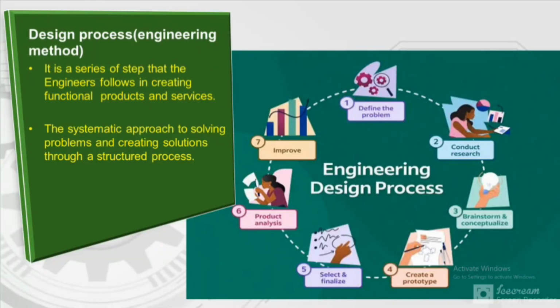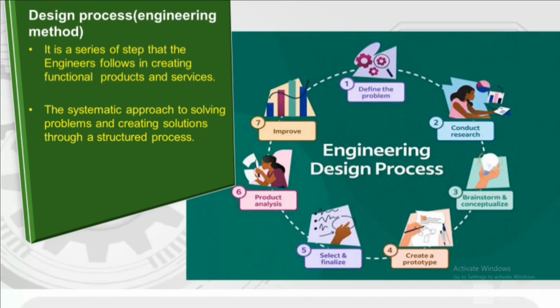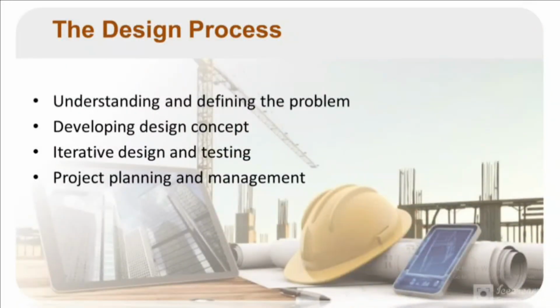What is design process? Some people call it engineering method. It is a common series of steps that engineers use in creating functional products and services. In short, there are guidelines and steps followed in creating products and services. There are four major steps to follow in a typical engineering design process. These steps are taken one after the other. Though different people use different ways to do this, if the steps are well followed, we'll get the same result.